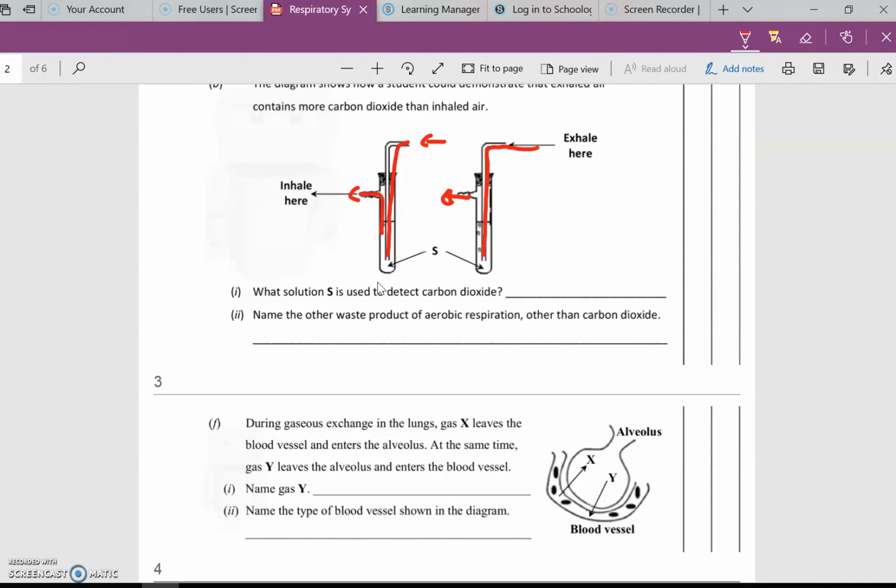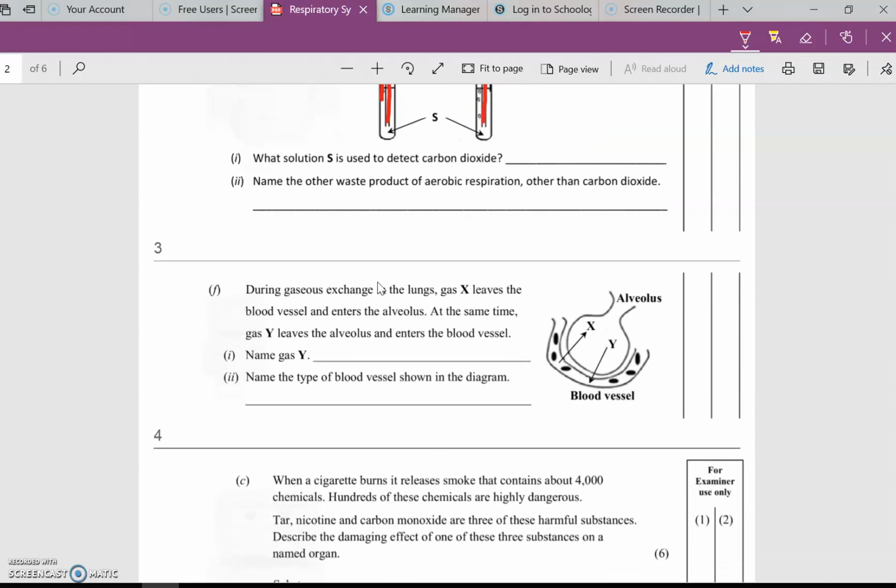Okay, and then name the other waste product of aerobic respiration other than carbon dioxide. We mentioned in a previous question, when we breathe out during respiration, we create carbon dioxide. We also create extra water. So water vapor or water is the answer there to part 2.